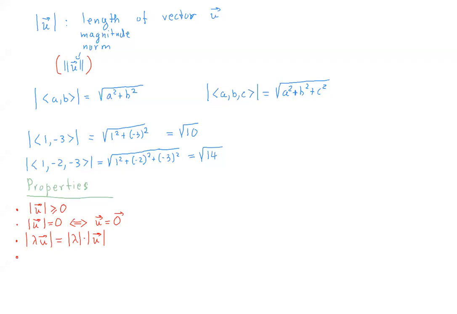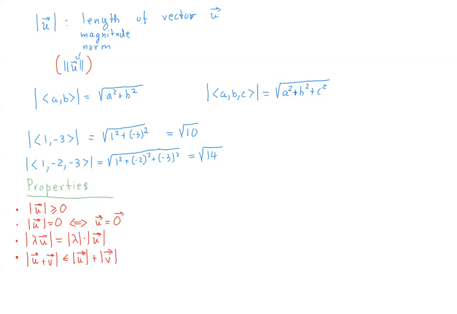And the last property, which is usually referred to as the triangle inequality, says that the magnitude of u plus v is less than or equal to the magnitude of u plus the magnitude of v.